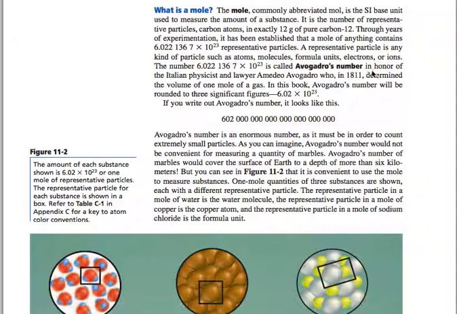Avogadro's number, in honor of the Italian physicist and lawyer Amedeo Avogadro, who, in 1811, determined the volume of 1 mole of a gas. In this book, Avogadro's number will be rounded to 3 significant figures, 6.02 times 10 to the 23rd. Phew, that'll be easier to deal with. If you write out Avogadro's number, it looks like this. Check out all those zeros.